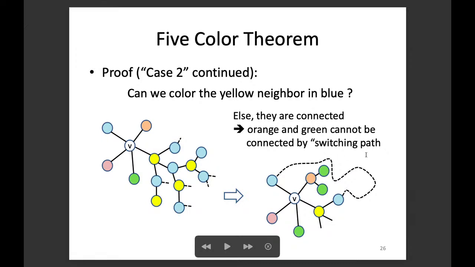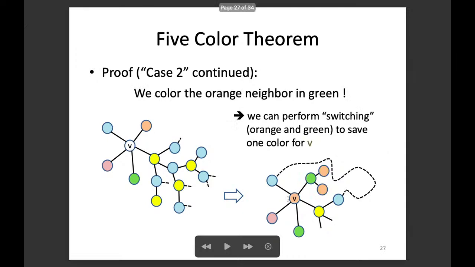And then we know that this path will never reach this green. The reason is that edges here cannot cross each other. We are using the plane representation already. So this orange-green path cannot go outside this dotted line. If it cannot go out this dotted line, then it cannot go back to this green. So there is no problem. So by switching the colors of the vertices on the orange-green path here, we are done. We can save the color so that V can now be colored in orange. Okay, so done. There are just two cases to consider.